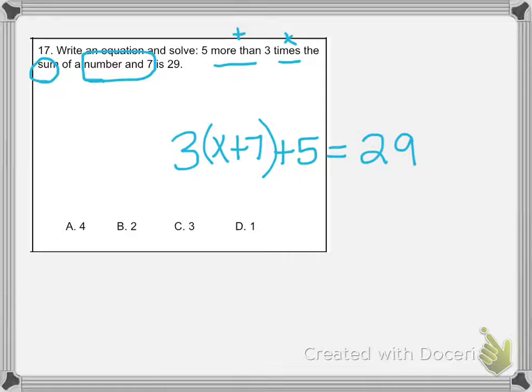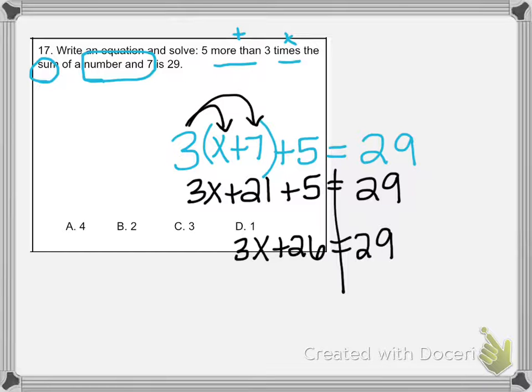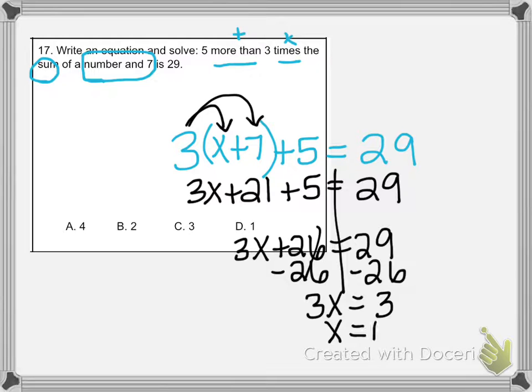Okay, so at that point we want to distribute. So I have 3x plus 21 plus 5 equals 29. Combine like terms, so I have 3x plus 26 equals 29. Subtract 26, so 3x equals 3, and divide by 3, so x equals 1.